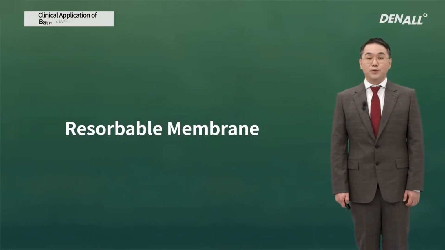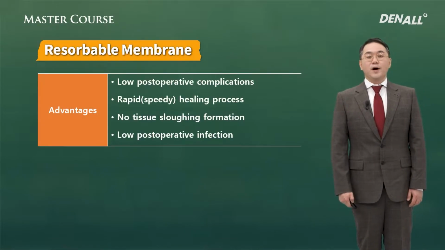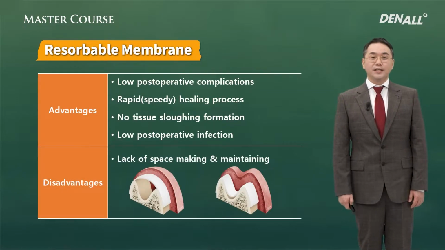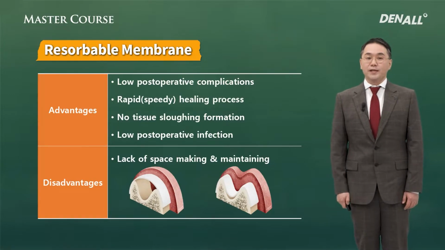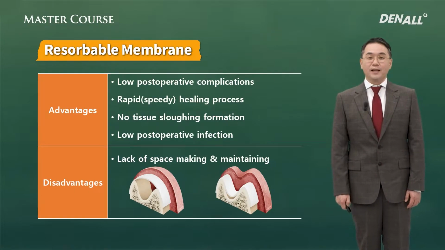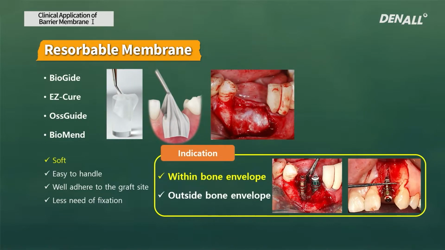First, the resorbable membrane. It is very soft, easy to handle, so many dentists like to use it. However, there is a fatal disadvantage. As it is soft, there's no capacity to maintain a space under the compression of the soft tissue above. So, as I said before, the resorbable membrane's first indication is to use it when an implant is placed within the bone envelope without requiring the alveolar bone improvement.